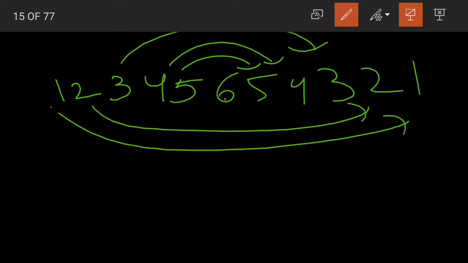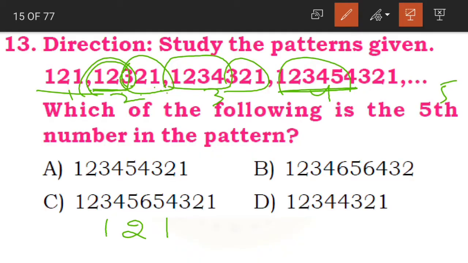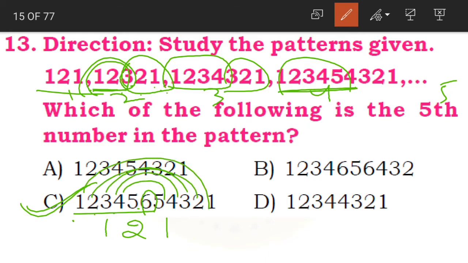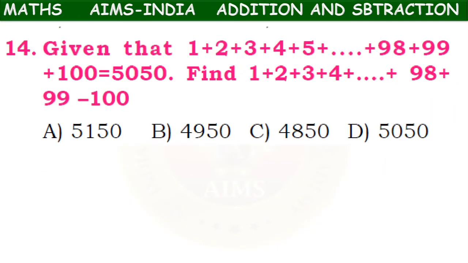What is my number, children? 1, 2, 3, 4, 5, 6, and 5, 4, 3, 2, 1. Now which of these options is the same? Option C is 1, 2, 3, 4, 5, 6 and from 6 the reverse 5, 4, 3, 2, 1. So option C is our fifth number in the pattern. Clear? Moving on to question number 4.